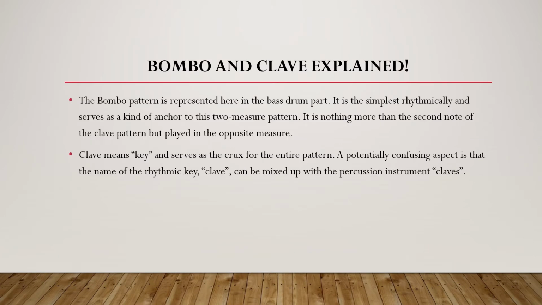Bombo and clave explained. The bombo pattern is represented here in the bass drum part. It is the simplest rhythmically of all the parts involved, and it serves as a kind of anchor to this two-measure pattern. As you may have noticed, it only occurs in the first measure. It really is nothing more than this first and second note of the clave pattern, but played in the opposite measure of the clave already ongoing.